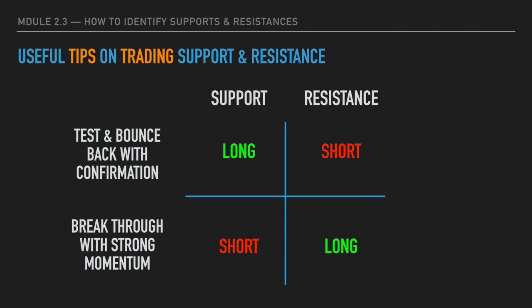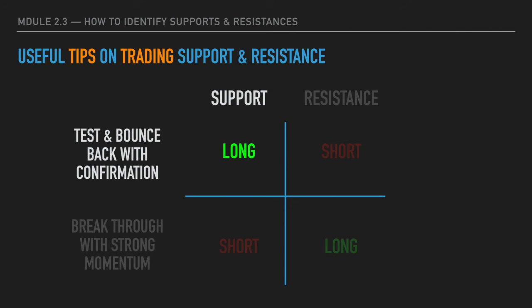Cool, after going through some of the tips on how you can draw support and resistance in the market, now I'm summarizing some useful tips on how you can find simple trade setups by using support and resistance. Basically, there are 2 potential scenarios at a support and resistance level. One scenario is test and then bounce back with confirmation. And the other scenario is break through the support or resistance level with strong momentum. Each scenario will have its own potential trade setups.